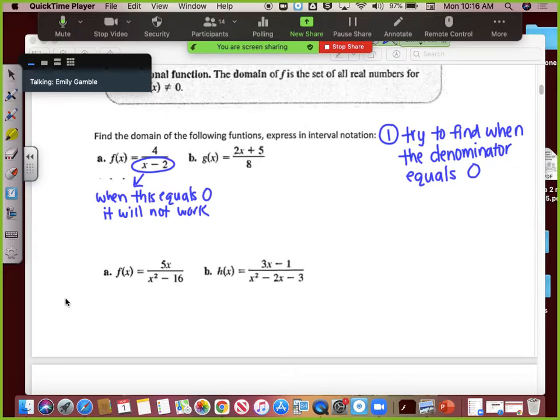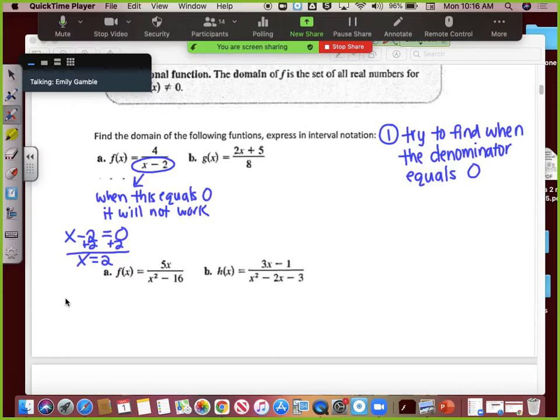2. And that's because 2 minus 2 equals 0. So what you're doing is you're taking the denominator and you're setting it equal to 0 and then solving that little equation by adding 2 to both sides, and we get here x is equal to 2. When x equals 2, this will not work. And I can show you why.